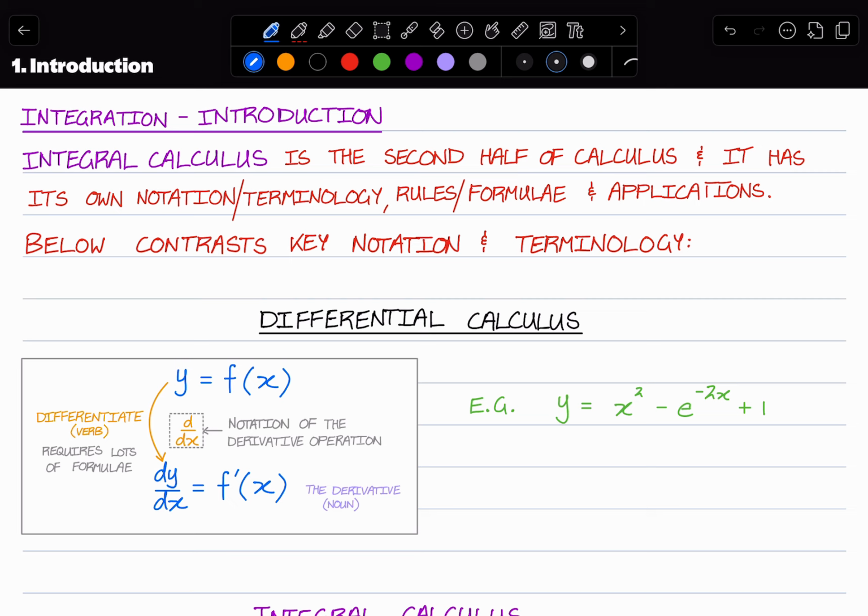Hello class, this is a video tutorial on the introduction to integration. So integral calculus is the second branch or second half of calculus, and it has its own notation, terminology, and rules and formulas, as well as lots and lots of applications. Below we contrast the key notation and terminology.